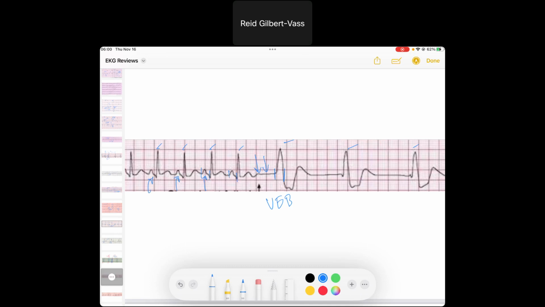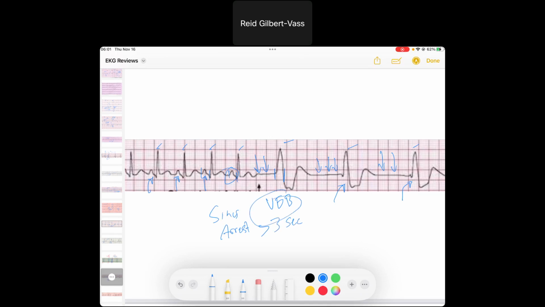But I don't see the sinus node taking over again. I don't see where the sinus node is beating and creating a P wave. And then we have another ventricular beat. And I don't see any more P waves. And then we got another ventricular beat. So it looks like there's some type of sinus arrest, which is when the sinus node arrests for greater than 3 seconds.